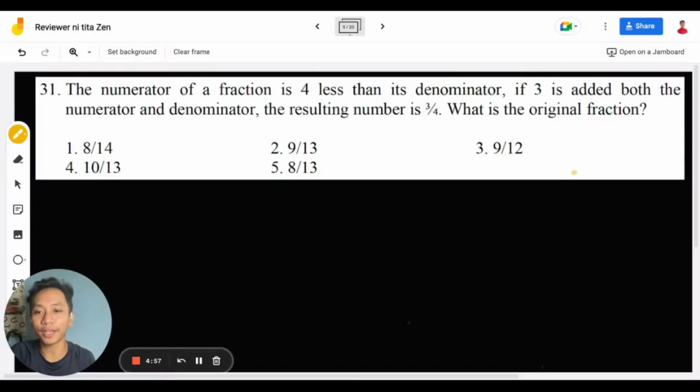The numerator of a fraction is 4 less than its denominator. If 3 is added to both the numerator and denominator, the resulting number is 3/4. Tanong sa atin, what is the original fraction?